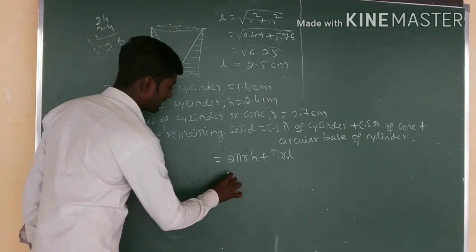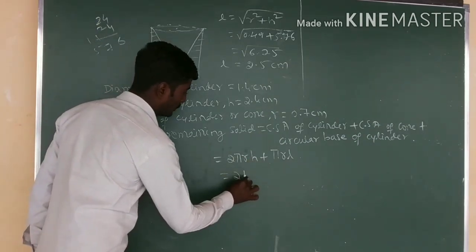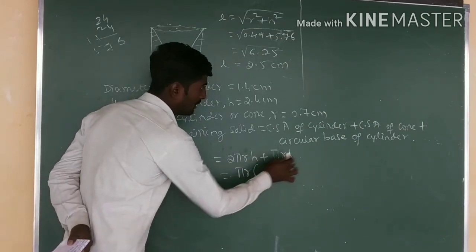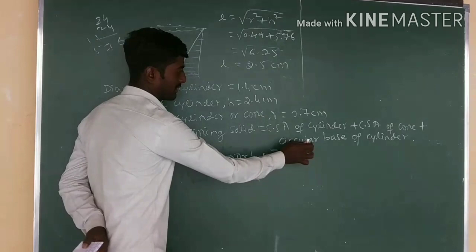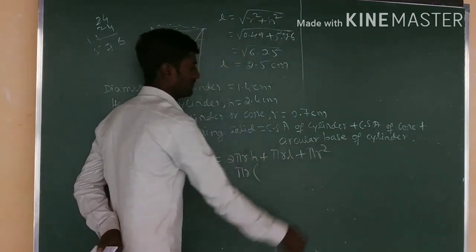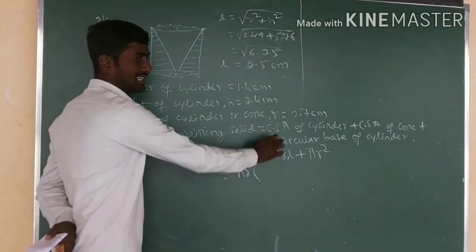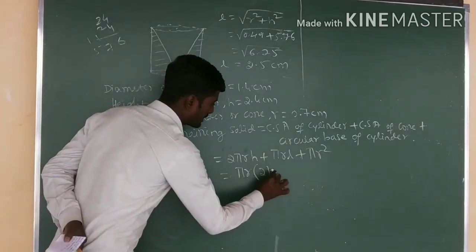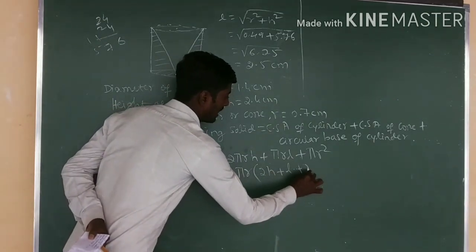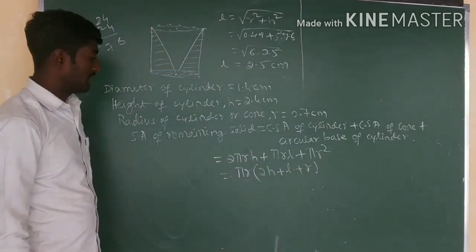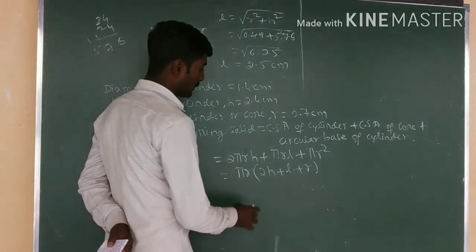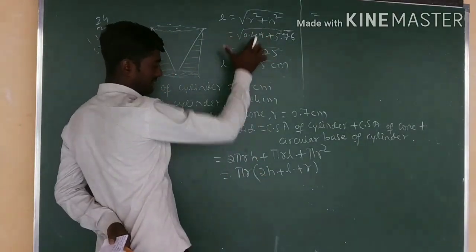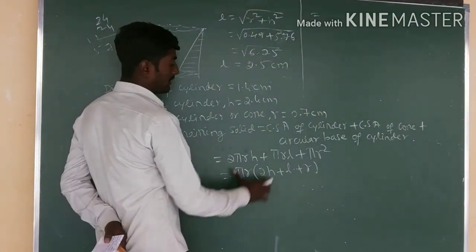Now we can write. Here we can take 2 pi R common. Inside it will be, this is also remaining. This is what? Circular base, that is pi R square, the area of circle. In these three I can take common pi R. Inside: 2H plus L plus R. Now let us substitute the values. After this data you must write this, and then you can write this formula.